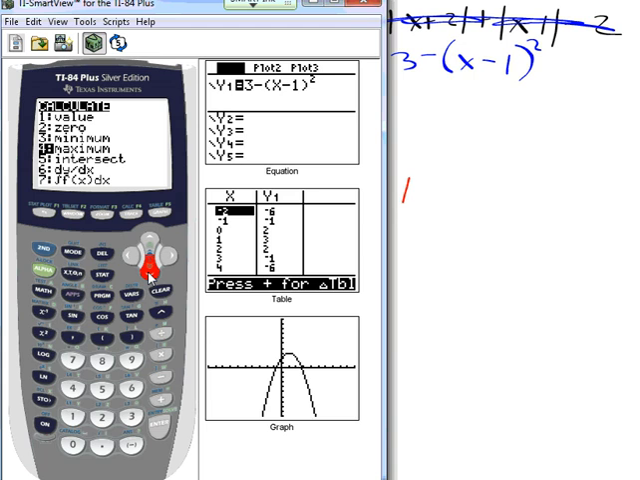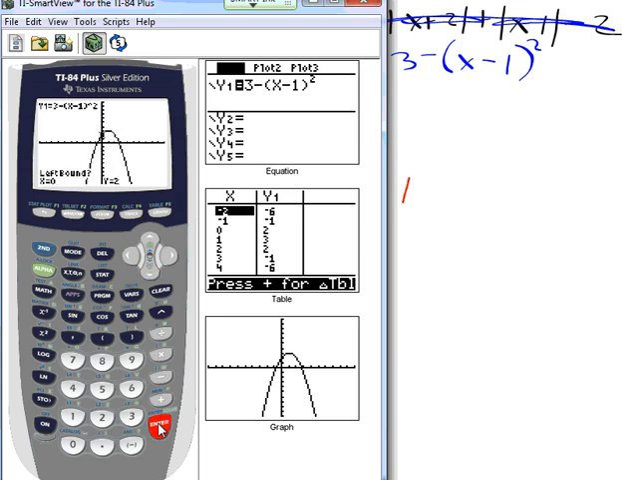All right, maximum. And now, this is important. You have to read the questions it gives you. Left bound question mark. You have to tell it. You have to get to the left side of it, and you're creating a little boundary on the left side of it. Am I on the left side of the top? Yes, I am. So I'm going to hit enter.